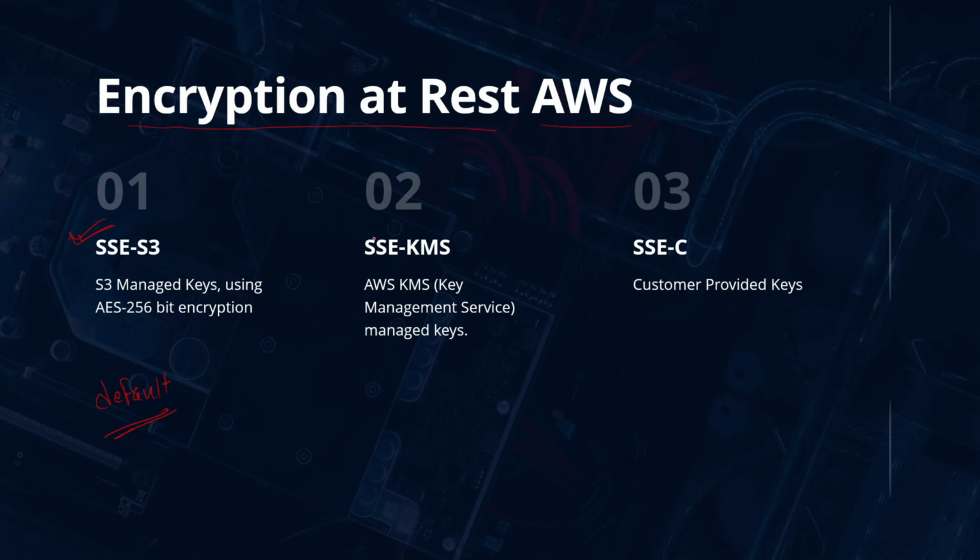Now, coming on to the second option that we have over here is SSE KMS, where KMS stands for Key Management Service. So AWS has another service that is called AWS KMS. Basically, this manages the keys for you. And so if you, for example, say that you don't want S3 to manage the keys for you, then you can move over to another service that is called KMS, wherein KMS will manage the keys for you. And finally, we have the third option, that is SSE-C, which basically means that the customer provides the keys.